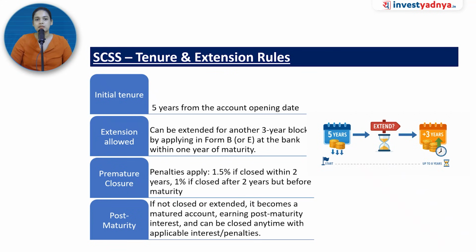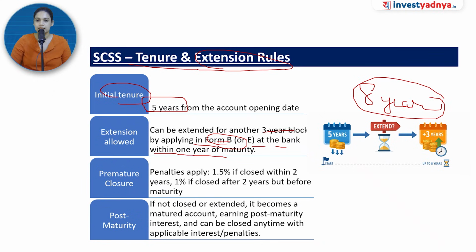Now let's look at the tenure and extension rules. So initial tenure is 5 years. आपने account खोला, 5 years तक it will get matured. But what about after the completion of 5 years? After that, yes, you can extend it for another 3 years block. You just have to apply in Form B or Form E at the bank, and this has to be within 1 year of the maturity. That means effectively आपको 8 years you will get as tenure for SCSS. So what about the premature closure?